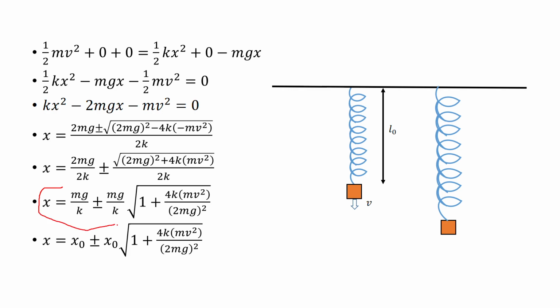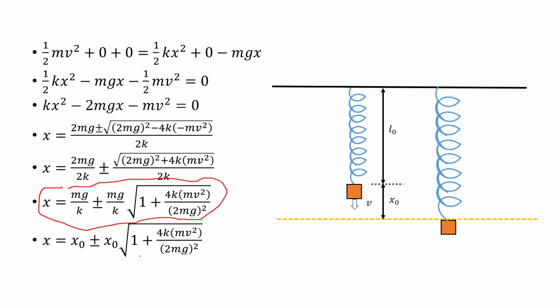So it is mg by k plus minus mg by k, and within a square root it is 1 plus 4k mv square divided by 2 mg square. Now notice that mg by k is the equilibrium position. So mg by k will be x naught. So x is written as x naught plus minus x naught root under 1 plus 4 k mv square divided by 2 mg whole square.